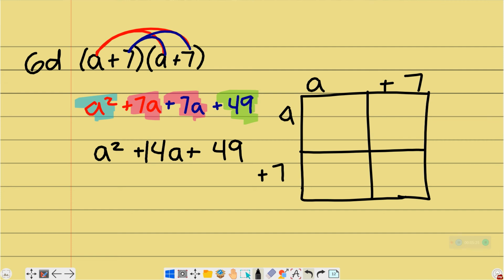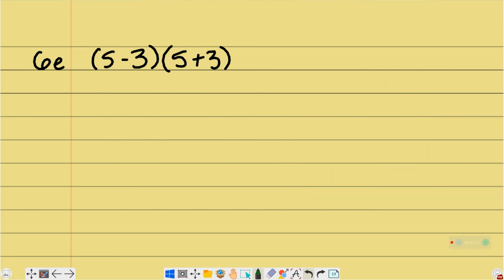If you did the area model, it would look something like this. So on this one, you might notice that there's a minus sign. That's a little bit different from the previous 4 that we've done so far. It's the same process though.